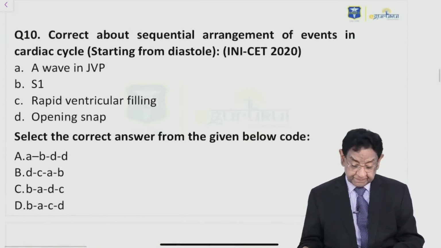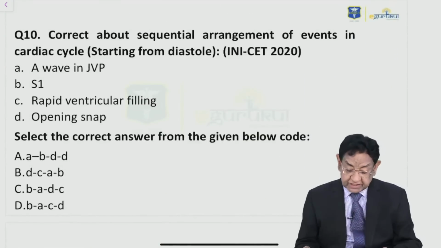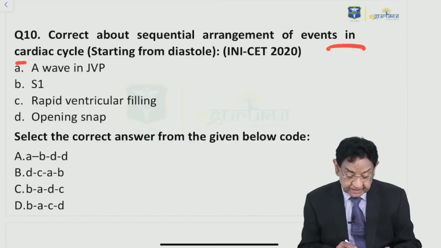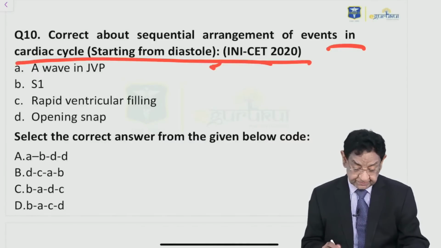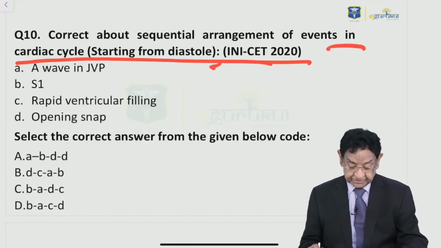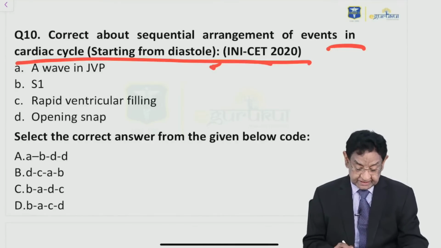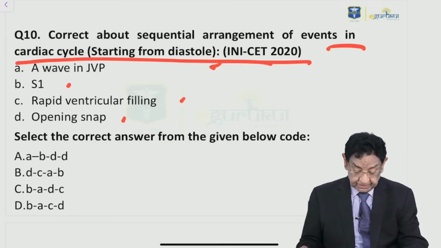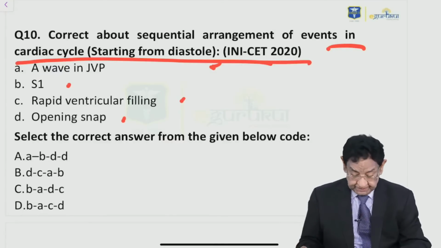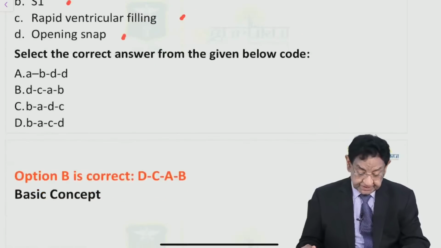Question number 10. Correct sequential arrangement of events in the cardiac cycle starting from diastole. Neat question. What is the correct sequence? A wave in JVP, S1, rapid ventricular filling and opening snap. I hope the right answer is B. This is the one.